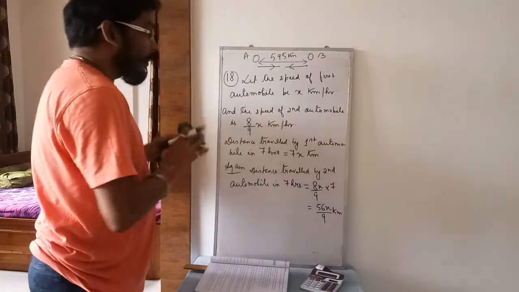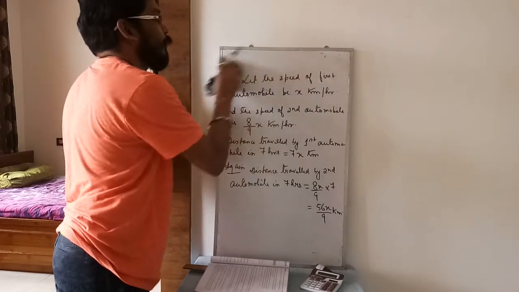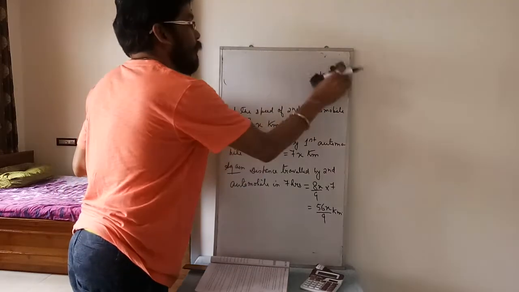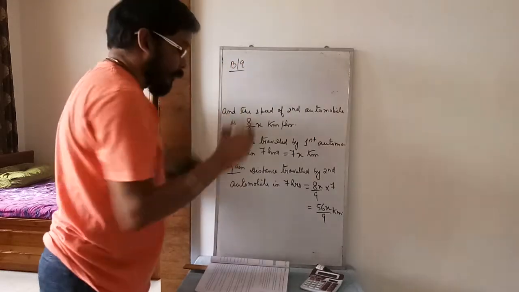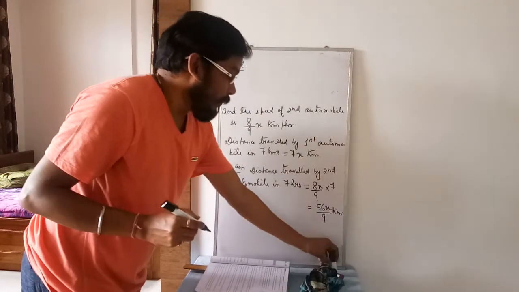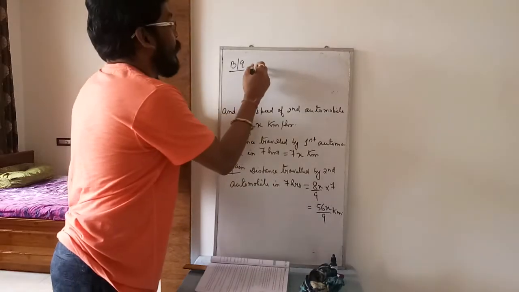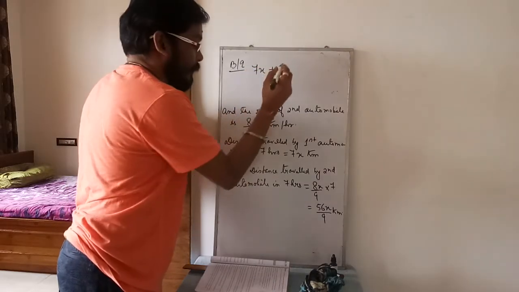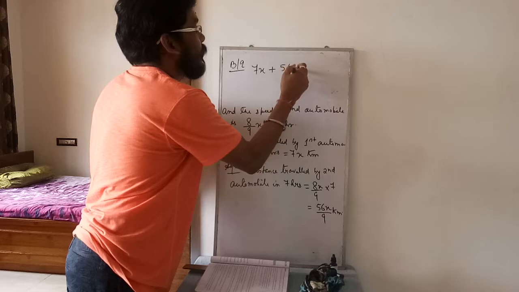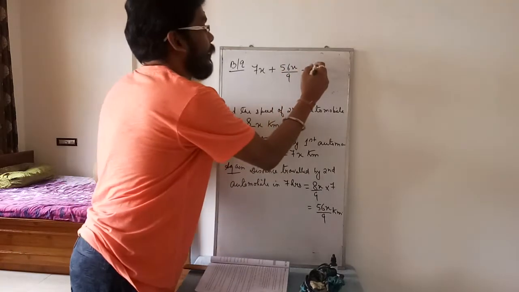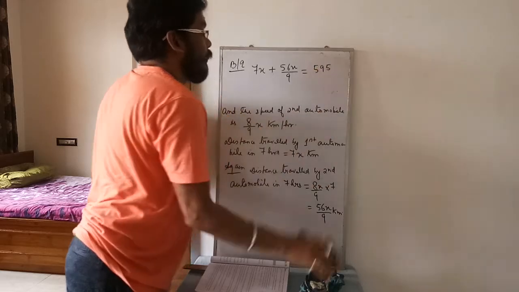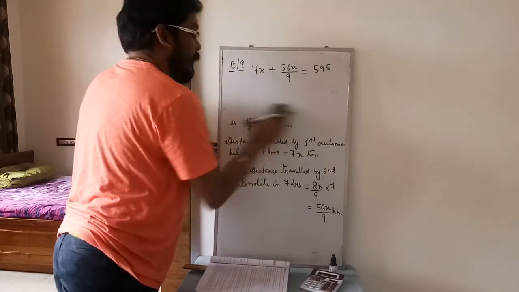Okay. So you have taken x. Now I have to form an equation as usual. So by the question, let me form the equation, because when you consider a variable, you have to form an equation. So here it is 7x plus 56x by 9 equal to how much? 595. To add up these two, I have to take the LCM.